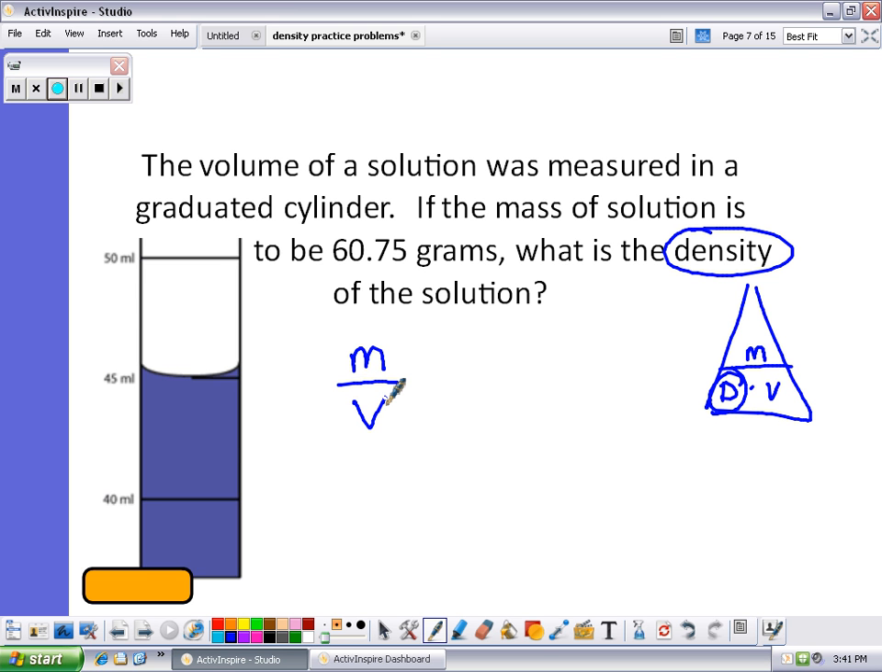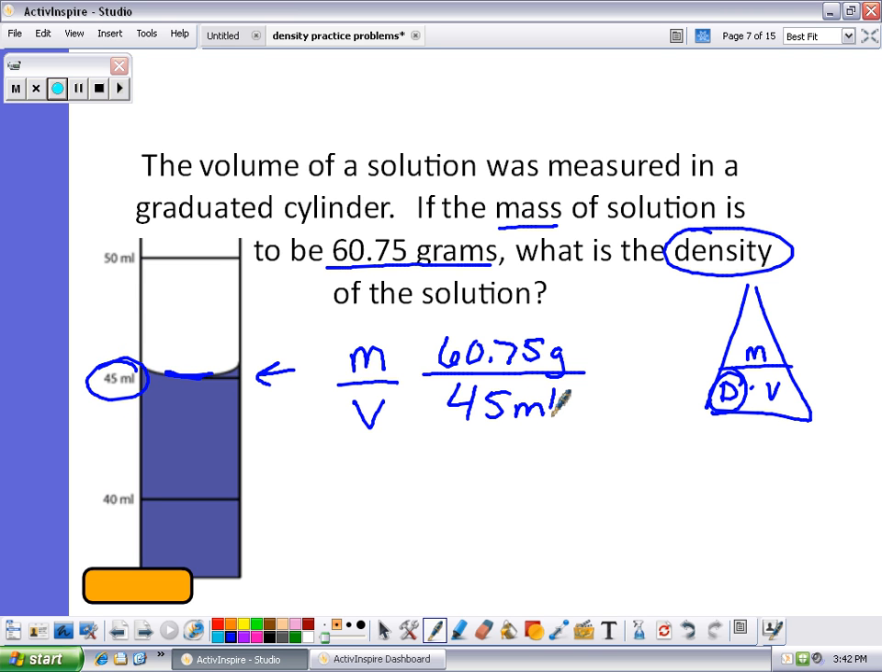Well, it gives us the mass of 60.75 grams. But it doesn't give us volume in the actual problem, but it does in the picture. So if you look at the volume you need to read over here, the meniscus reads at 45 milliliters. So we use 45 milliliters as our volume from the graduated cylinder, and that will give us the answer of 1.35 grams per milliliter.